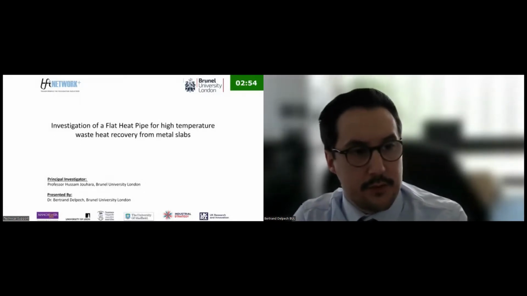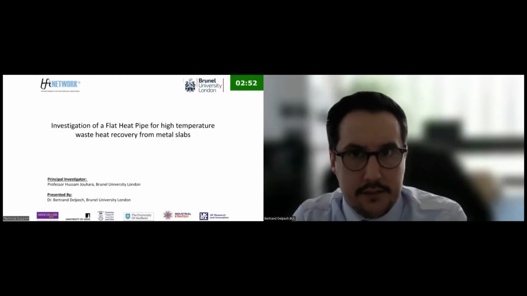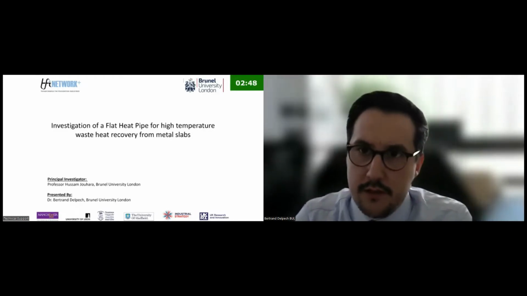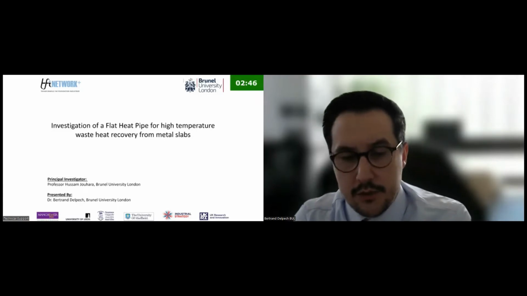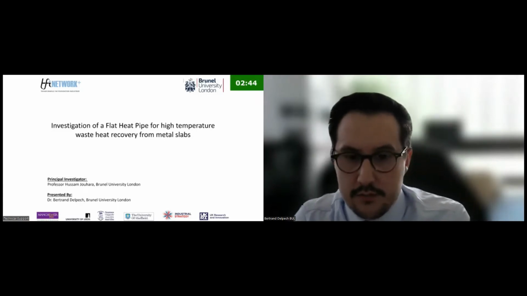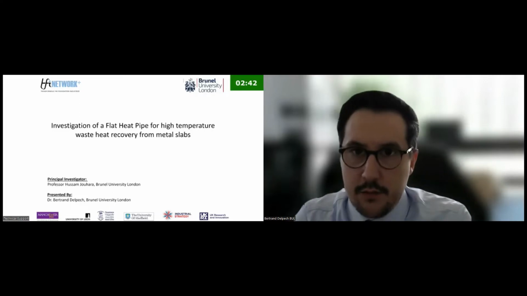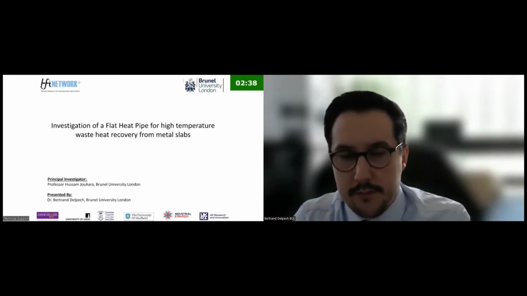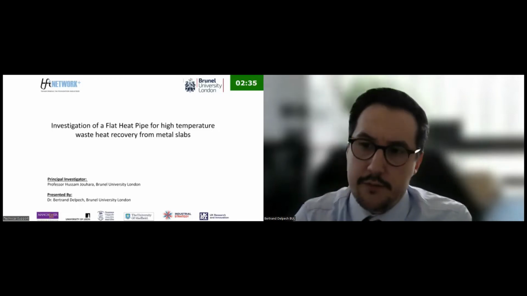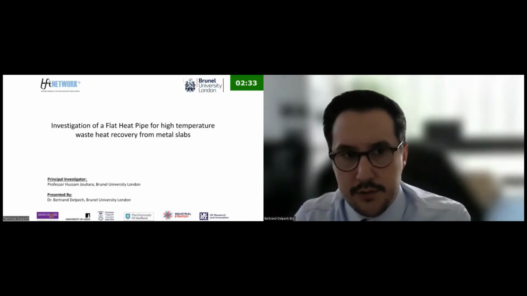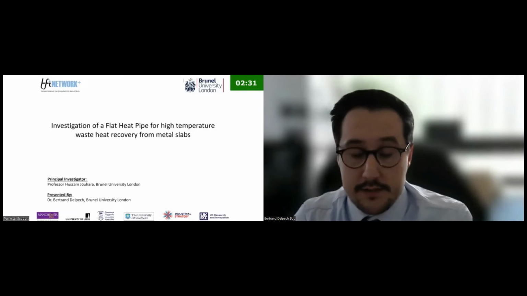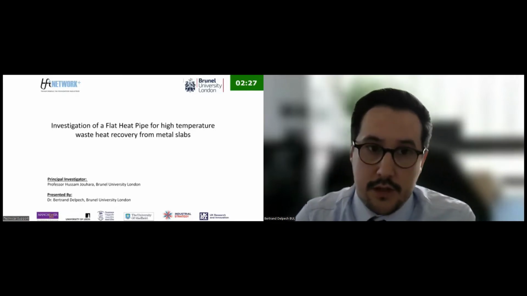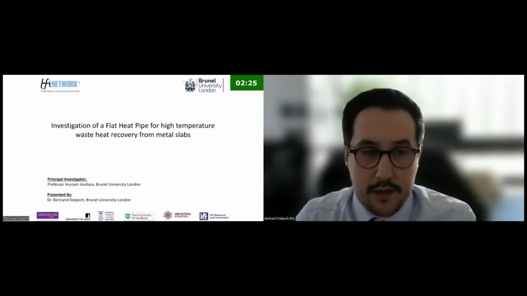Hi, everyone. Our project in Brunel is investigation of a flat heat pipe for high temperature waste heat recovery in the metal industry. What we're trying to achieve in this project is to recover heat that is currently wasted to the environment after the slabs are melted and are traveling from the furnace to the heat treatment area. Currently, this heat is wasted. Our idea is to recover this heat using a new technology that we developed in Brunel called heat pipes.